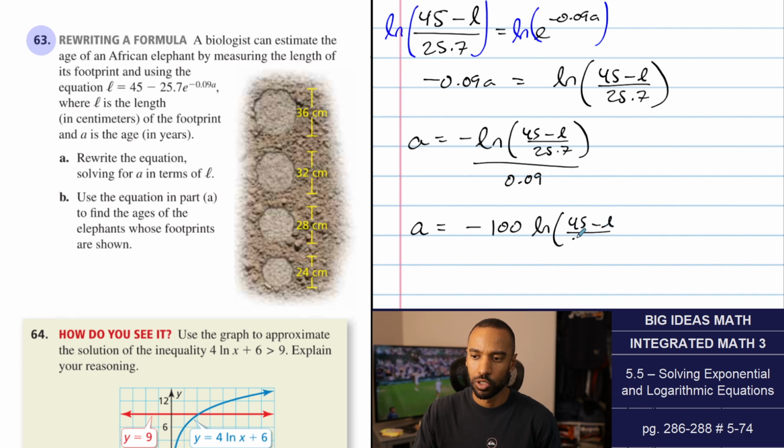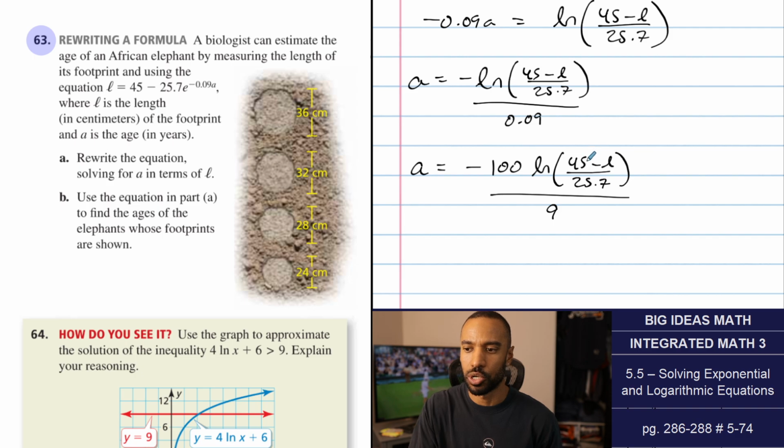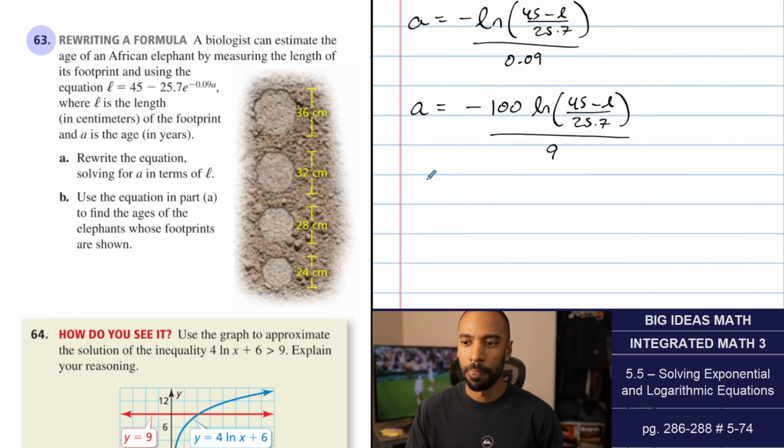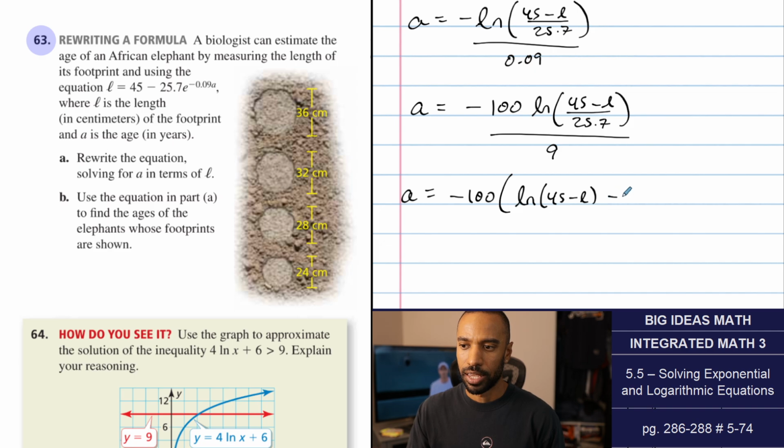45 minus L over 25.7 all over 9. Nothing should change and affect my answer. And if you don't want a fraction within your log, you can also have negative 100 times the subtraction of two logs here, like this.